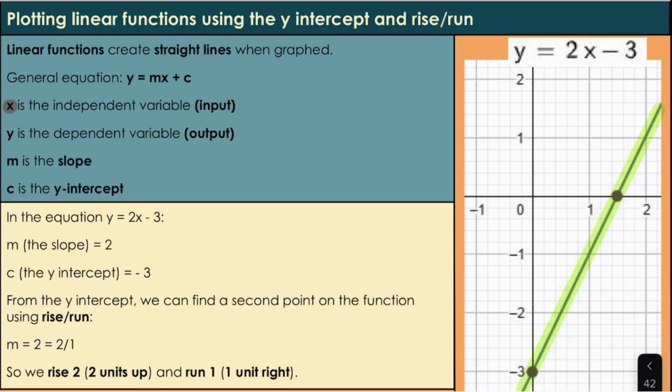X is our independent variable. It is our input. Y is our dependent variable. It is our output. M is our slope. And c is our y-intercept.